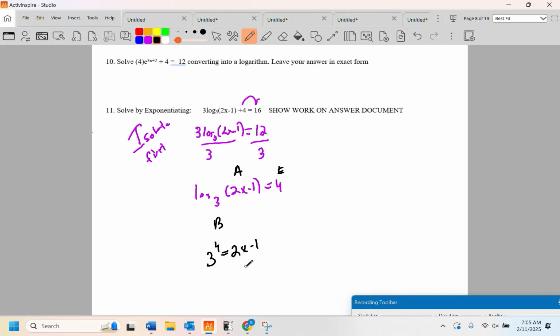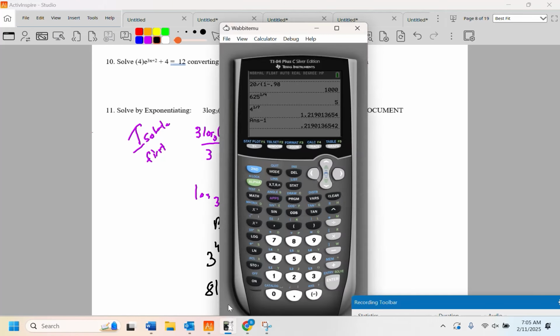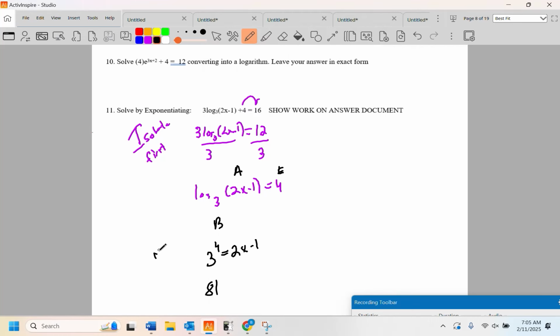The number of you who can't do log is baffling. We've been doing it for a month. It's driving me insane. 3 to the 4th is 81. If you don't believe me, push the buttons. 3 to the 4th, or maybe you start memorizing things. It's 81 equals 2x minus 1. Add 1, you get 82. 82 is twice x. Divide by 2, and x is 41.